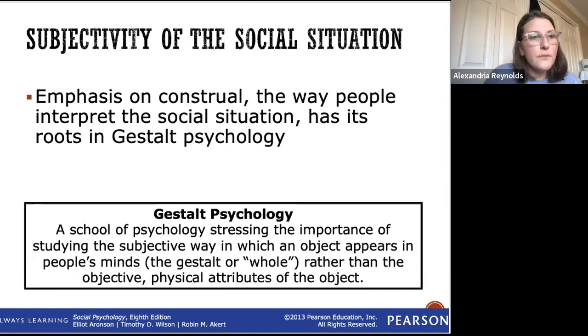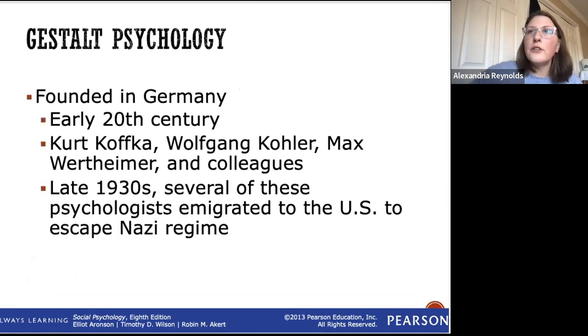Okay. Now, where did this come from? Where did Gestalt psychology come from? It came from philosophers. It was rooted in philosophy, rooted in psychology in Germany. Okay. And so it came in the early 20th century. We have Kurt Koffka, Wolfgang Kohler, Max Wertheimer. These individuals were very influential in the area of Gestalt psychology, which then influenced social psychology.